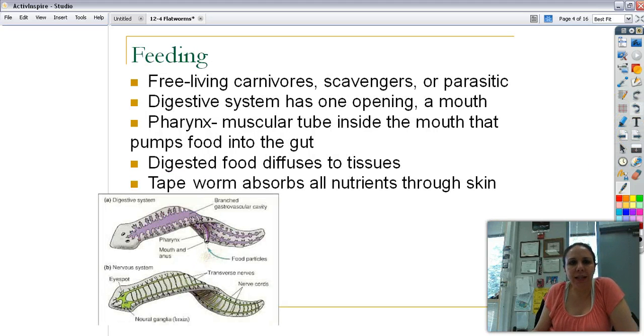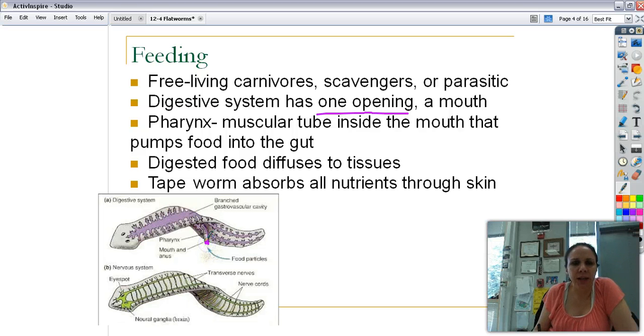How do they eat? We use the planarian, the flatworm here, for an example, but there's lots of different varieties. They can be free-living carnivores, so they live outside of the body of something else. They can be scavengers, or they can even be parasitic, depending on the type of species we're looking at.